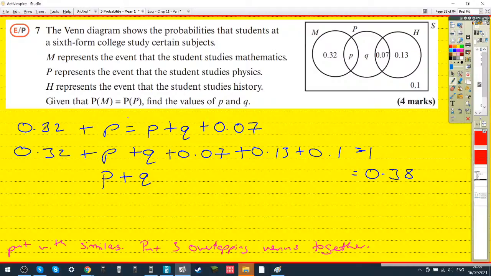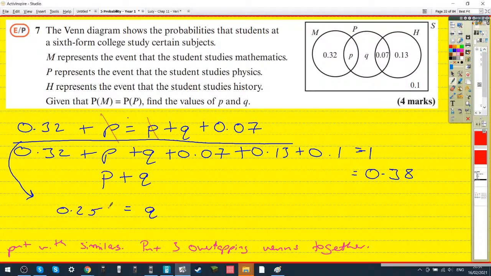How do we solve the top equation? You could minus P on both sides. Yeah, that would be much easier, wouldn't it? Let's solve that. And then you minus 0.3 on both sides. 0.07, which is a quarter, or 0.25. Equals Q. So Q is 0.25.